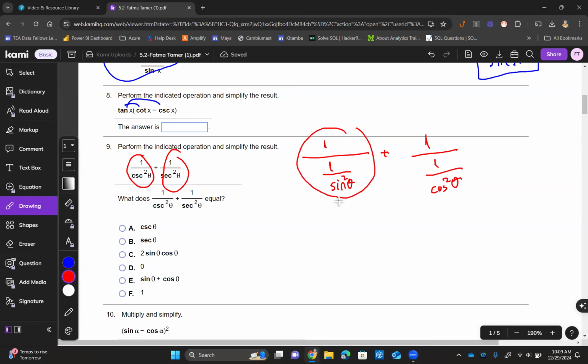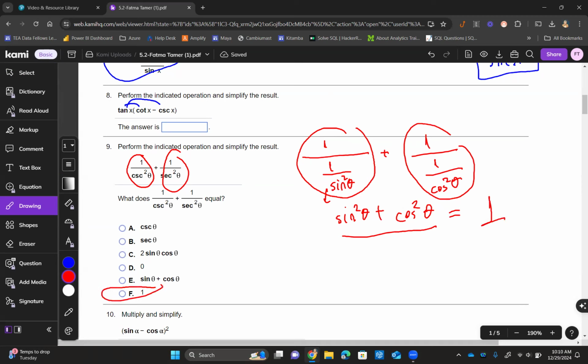1 over 1 over sine squared theta is just sine squared theta. And then 1 over 1 over cosine squared theta is just cosine squared theta. So now this is a very, very familiar identity. Sine squared theta plus cosine squared theta is always equal to 1 for any trig functions.